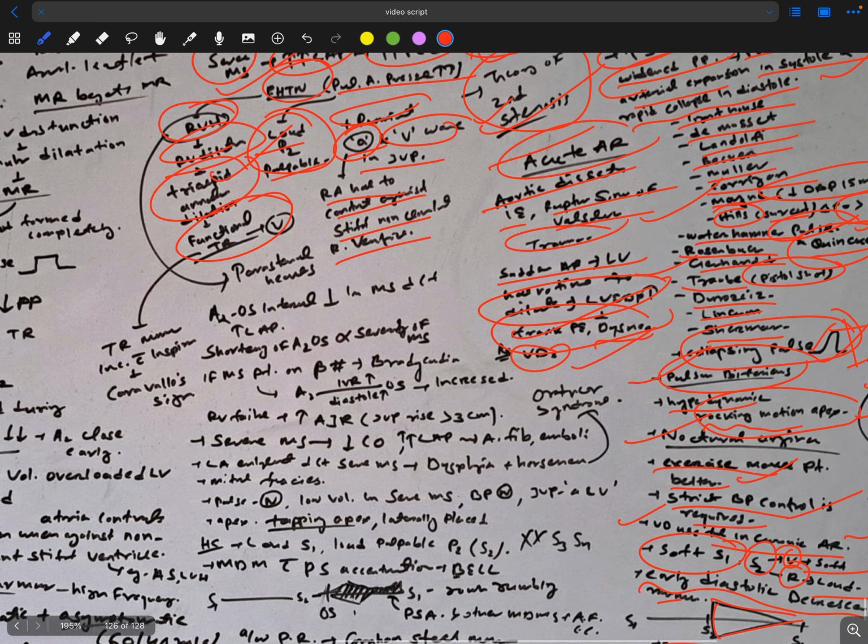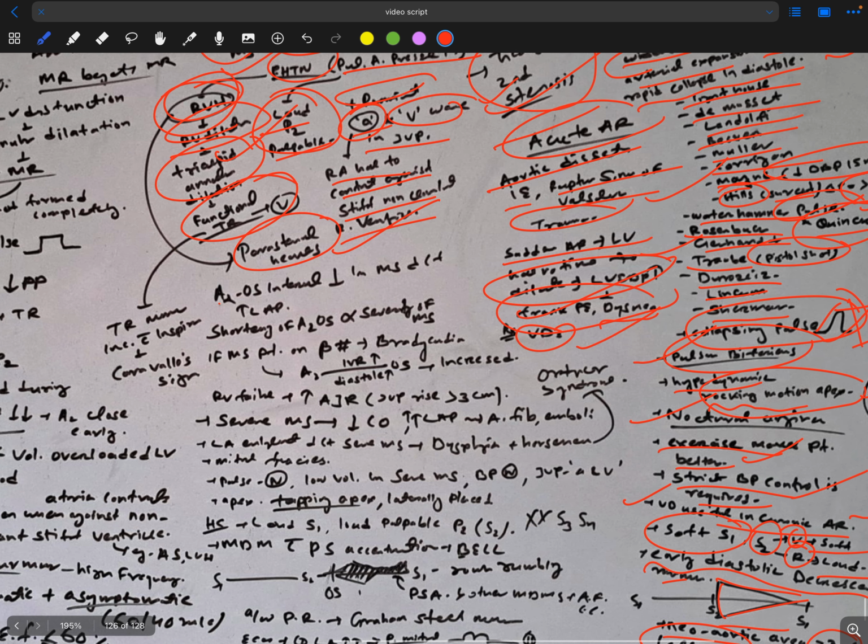So in case of RVH, right ventricular hypertrophy, we hear a parasternal heave. The A2 to OS interval is the most important interval in assessing the severity of MS. So when there is a decrease in the A2 to OS interval, the MS is more severe.